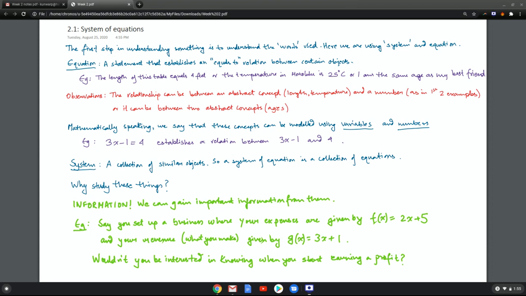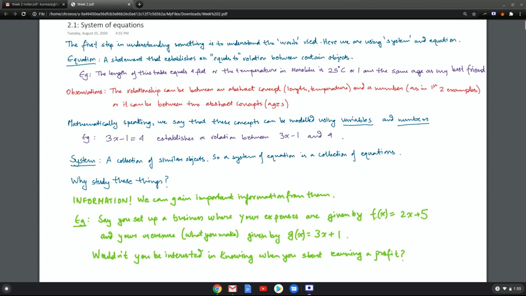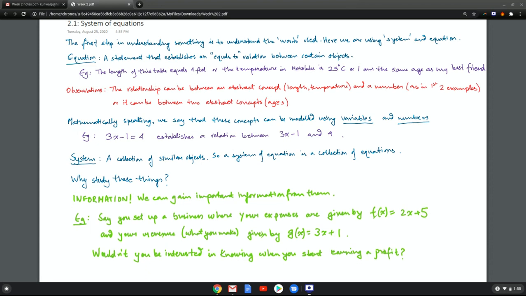Now, before we proceed to learning how to solve these and what they look like on a graph, why do we want to study these things? Information. We can gain important information from them. What happens is we can use equations to model certain real life situations, and when we solve them, we get some more information out of it.